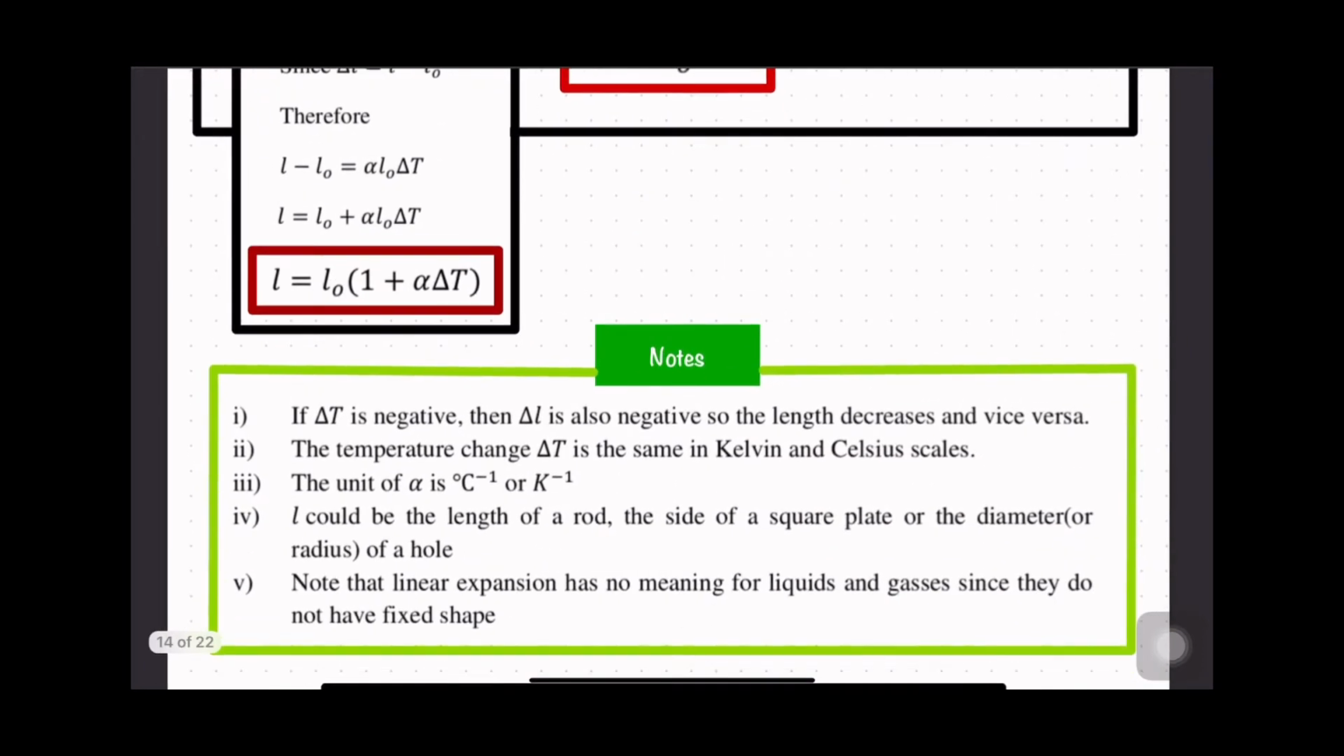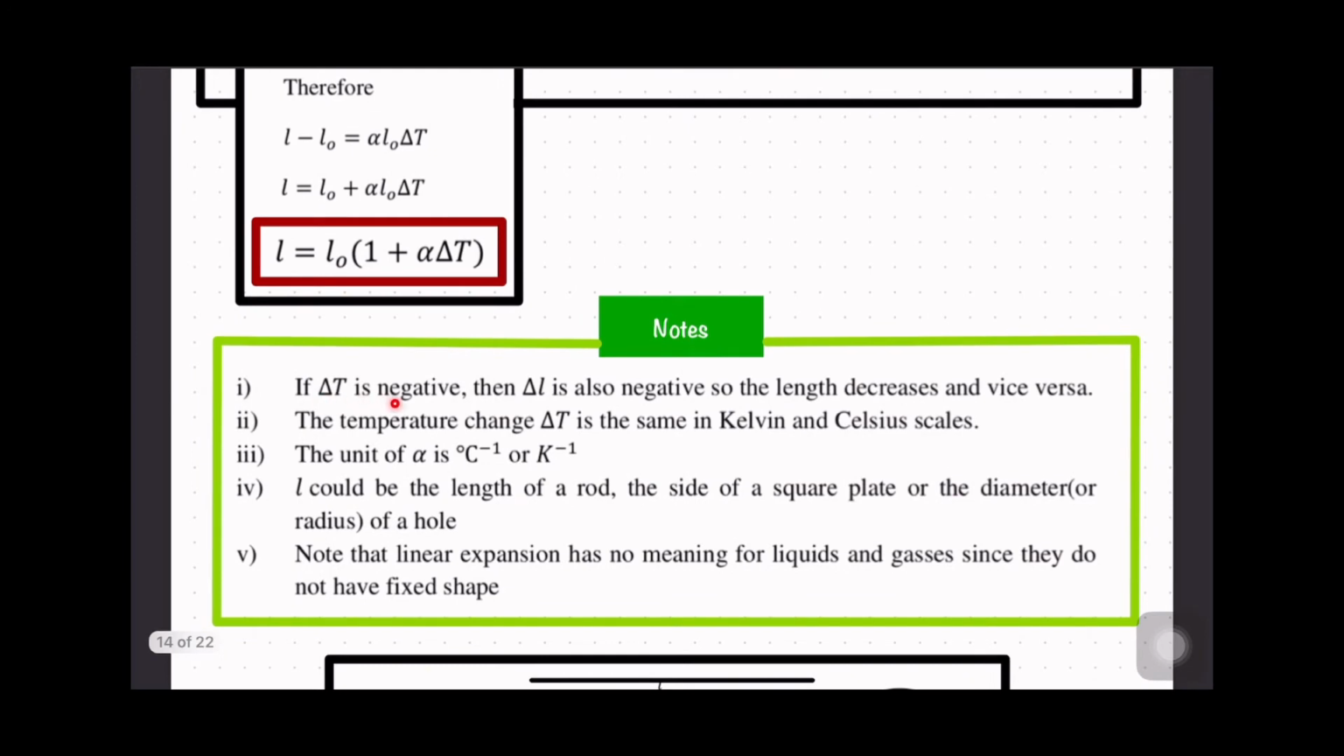Okay, note that if delta T is negative, then delta L is also negative. So the length decreases, and vice versa. And the temperature change delta T is the same in Kelvin and in the Celsius scale.